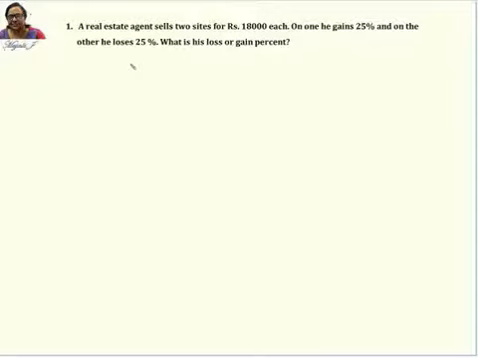Here 18,000 is the price. There are two of them. There are two sites which are costing 18,000. He sells two sites, and on one he gains 25%. So first thing is about this, which I have to explain. As I told you, selling price minus cost price is what is profit, correct?